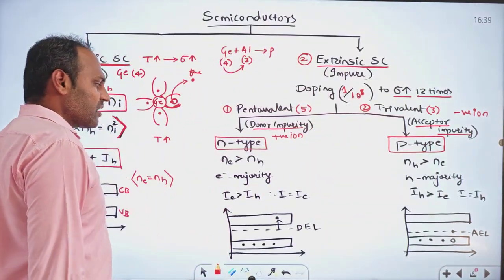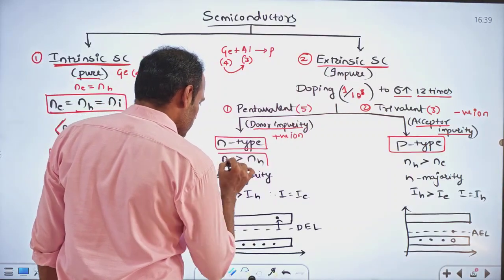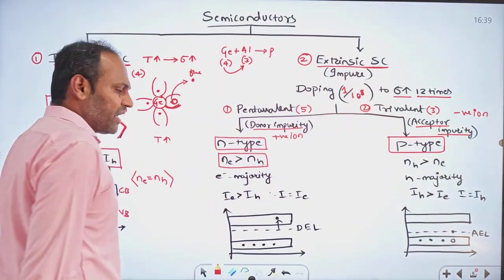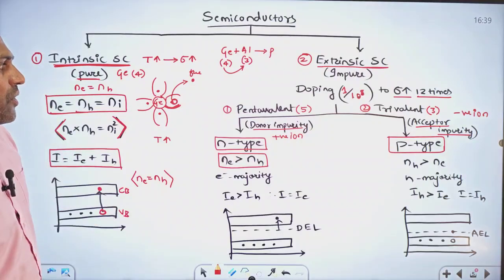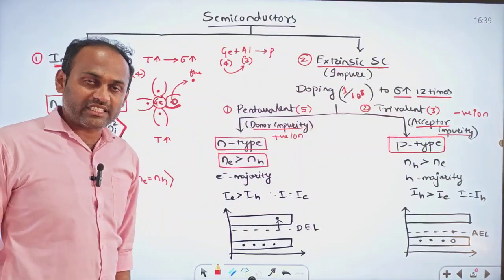Since it is N-type semiconductor, here the number of electrons will be more than the number of holes. Why? Because we will get one electron extra.